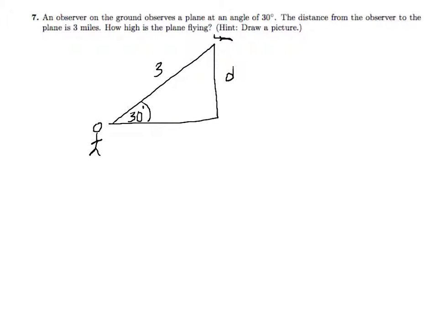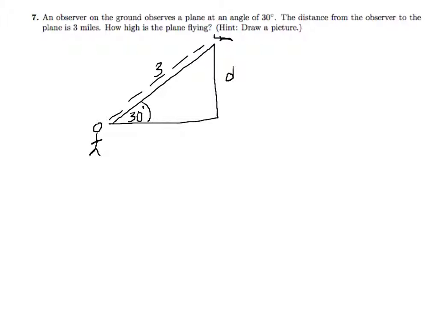Okay, this is problem number 7. It says an observer on the ground observes a plane at an angle of 30 degrees. So you can see I've put a person here and a plane in the top. The angle from which the eye level looks up at the plane is 30 degrees. The distance from the observer to the plane is 3 miles. So that is the distance from the observer to the plane, and that's 3.